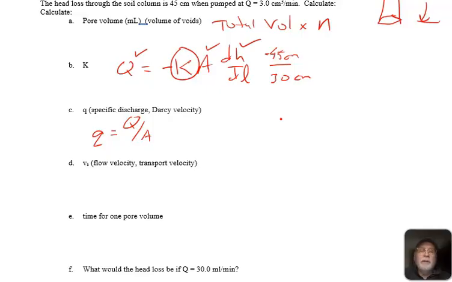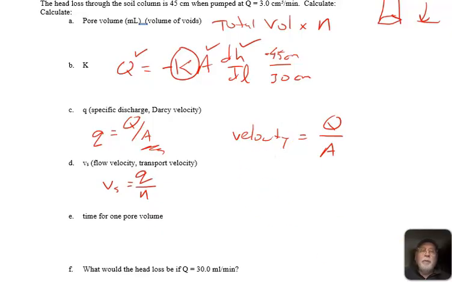That's the actual velocity. So remember that v sub s is the specific discharge divided by the porosity, because a velocity, remember, is a flow divided by the area, and the area of flow would be the porosity times the whole area. So this is the whole area for the specific discharge, and then for the seepage velocity, it's the part of the area that's open, which is the porosity.